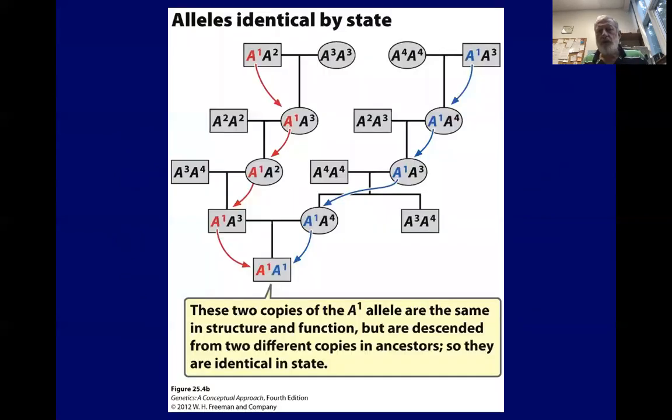So this shows you alleles identical by state. And so at the bottom there, that individual, the A1 homozygote, gets the red A1 from one great-grandfather and the blue A1 from another great-grandfather. So this is alleles identical by state, not identical by descent. So this would have an F of probably 0.